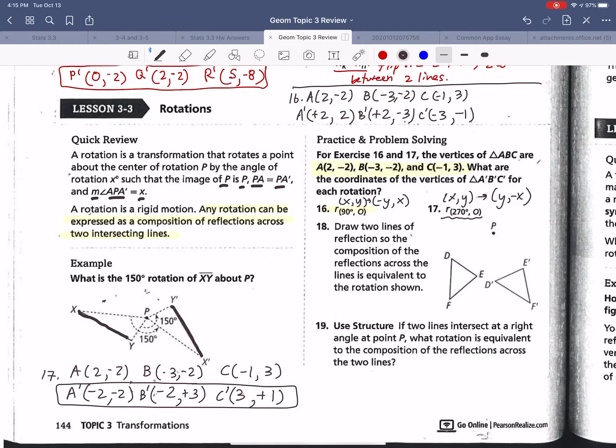All right, number 18 states, draw two lines of reflection so that the composition of the reflections across the lines is equivalent to the rotation shown. So we learned any rotation can be expressed as a composition of reflections across two intersecting lines. So let's look at, here's my original shape.